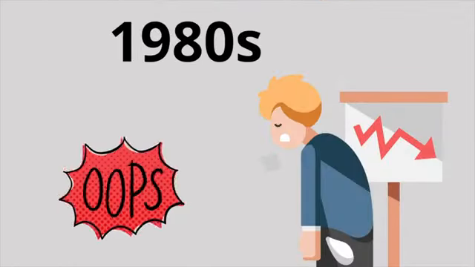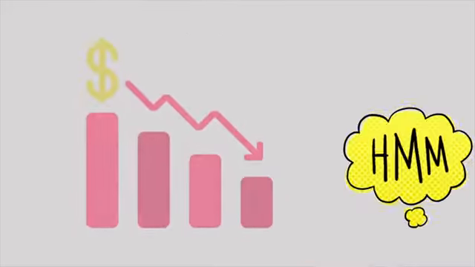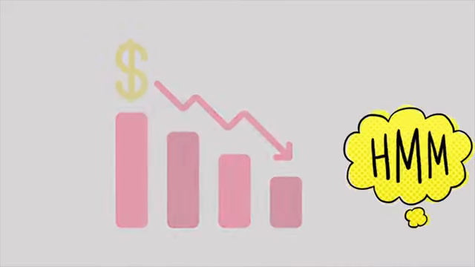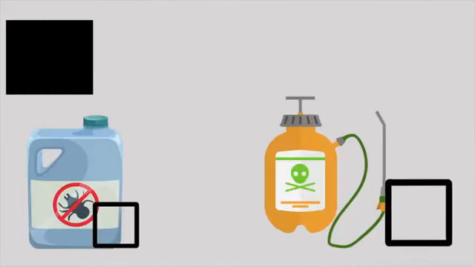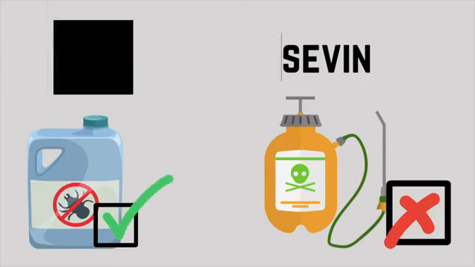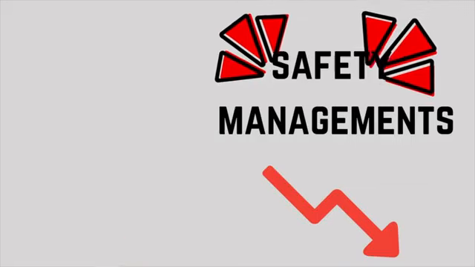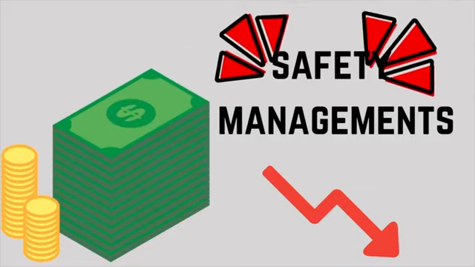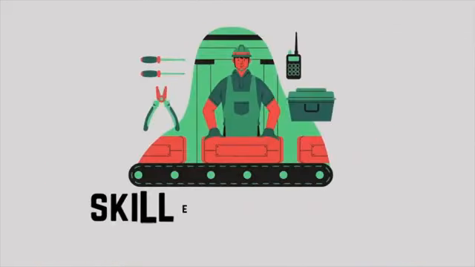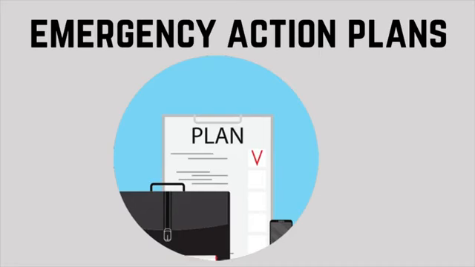So back to our story. By the 1980s, the company was not generating as much profit as they expected. Many Indian farmers preferred other pesticides over Sevin. The company decided to cut down their expenditure in certain areas. They underinvested in safety management in order to save money. These included lack of skilled workers, insufficient maintenance and inadequate emergency action plans.